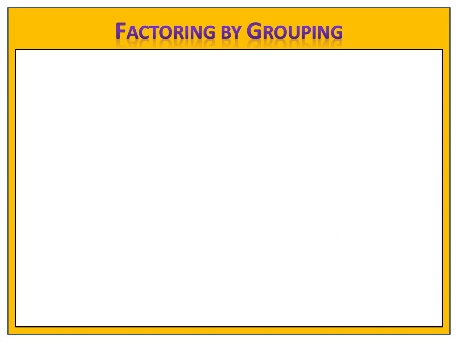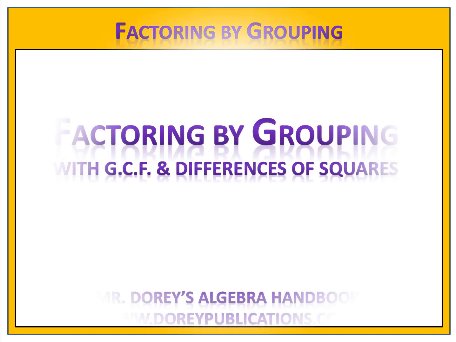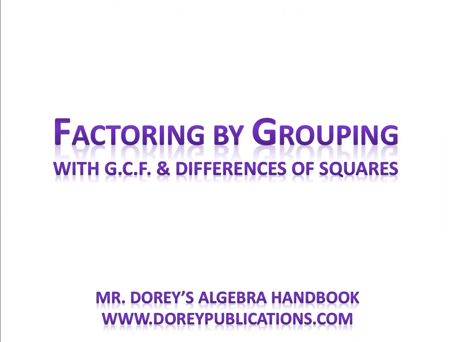So now you know everything you need to know in order to use factoring by grouping combined with greatest common factors and differences of perfect squares.